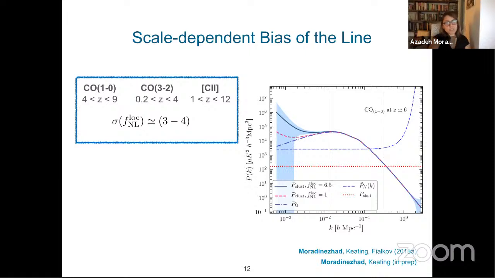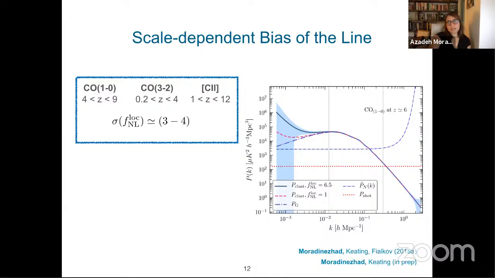Now, the first question one can ask is, let's do a basic Fisher forecast and see if these lines can give an interesting constraint on FNL, assuming specific survey setups. And this was what we studied first: let's look at the CO 1 to 0 and C2 from surveys that are basically similar to what is on paper now, meaning that for C2 we took a survey like PIXI, which is a proposed CMB experiment, which is also able to probe C2 intensities.